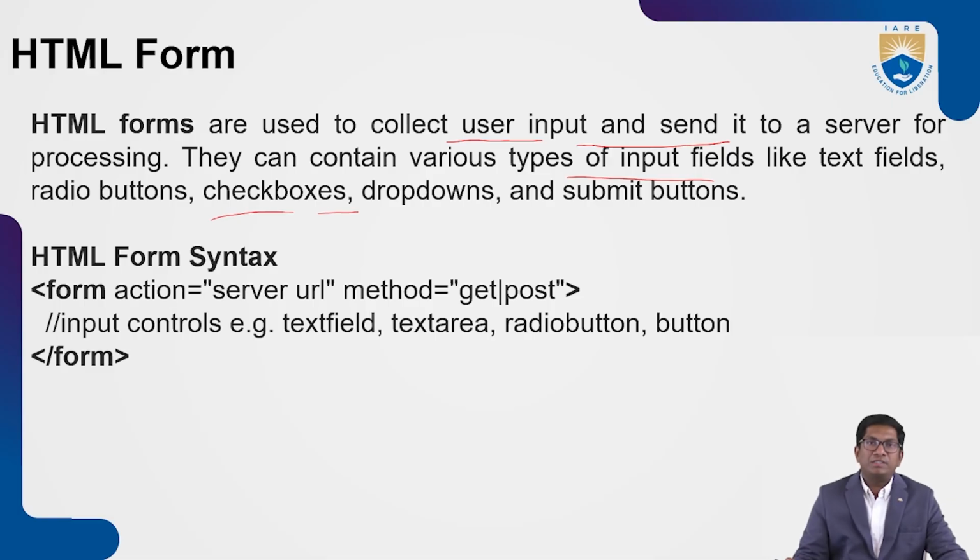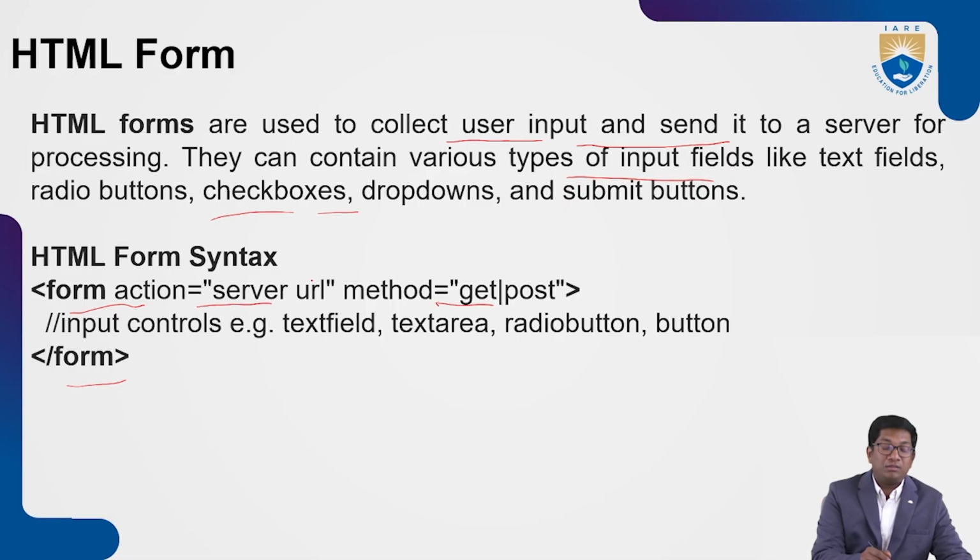Here is the simple syntax for an HTML form. You start with the form element and close the form element. In it we have two very important attributes: one is action, another one is method. Action is the server URL to which the input data is sent. And method is either get or post. We will discuss all these attributes in detail.